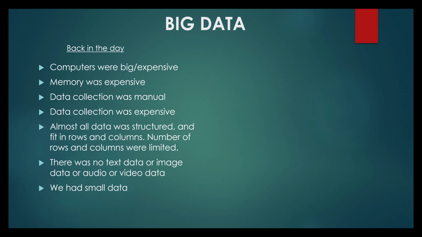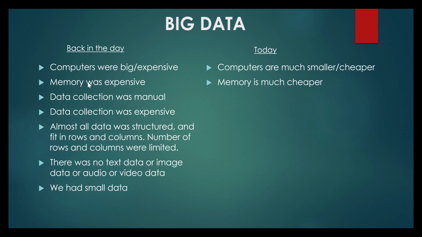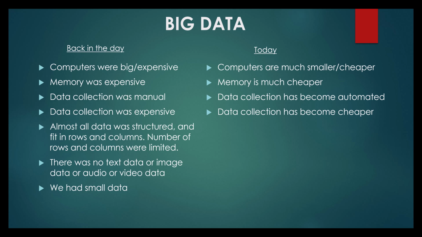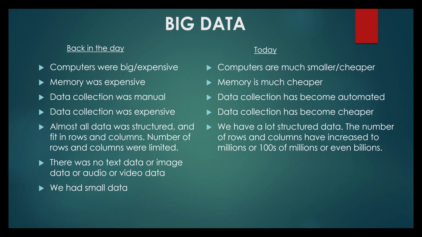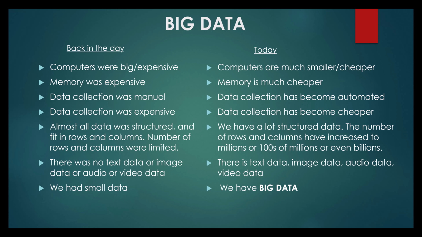We had small data. But today, computers are much smaller and cheaper. Memory is much cheaper. Data collection has become automated. Data collection has become much cheaper. We have a lot of structured data, and the number of rows and columns has increased to millions or hundreds of millions or even billions of rows. There is text data, image data, audio data, video data. We have big data. So that's the end of this video.